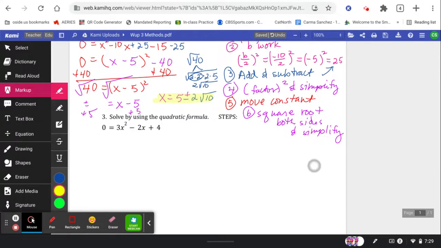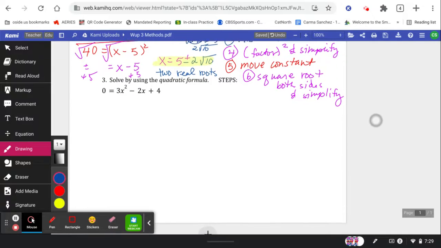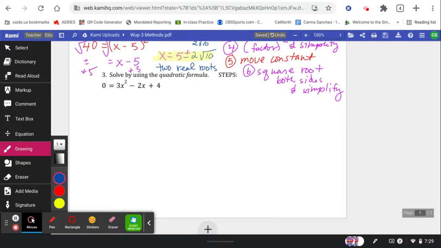Final answer. These are called my two real roots. In class, we did one that came out to another non-real root. So if you did this in class, no worries. If you're doing this from home, I just want you to have this example.